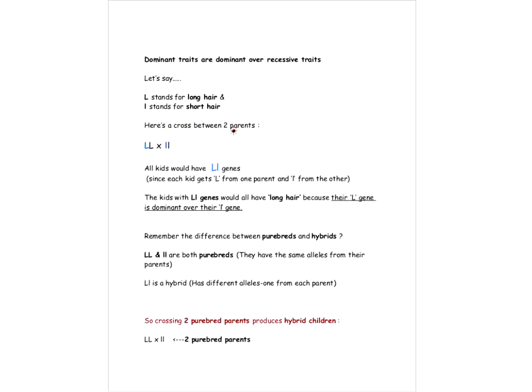Now here's the cross between the parents. Let's say we've got two long hair, two big L's, crossed with two short hairs, two small l's. Now what are the kids going to look like? Well, you always get a big L from one parent and a small l from the other, so you always get big L, little l. But since long hair is the dominant trait, what are the kids going to look like? Are they going to have long hair or short hair? Okay, so what kind of hair are the kids going to have?